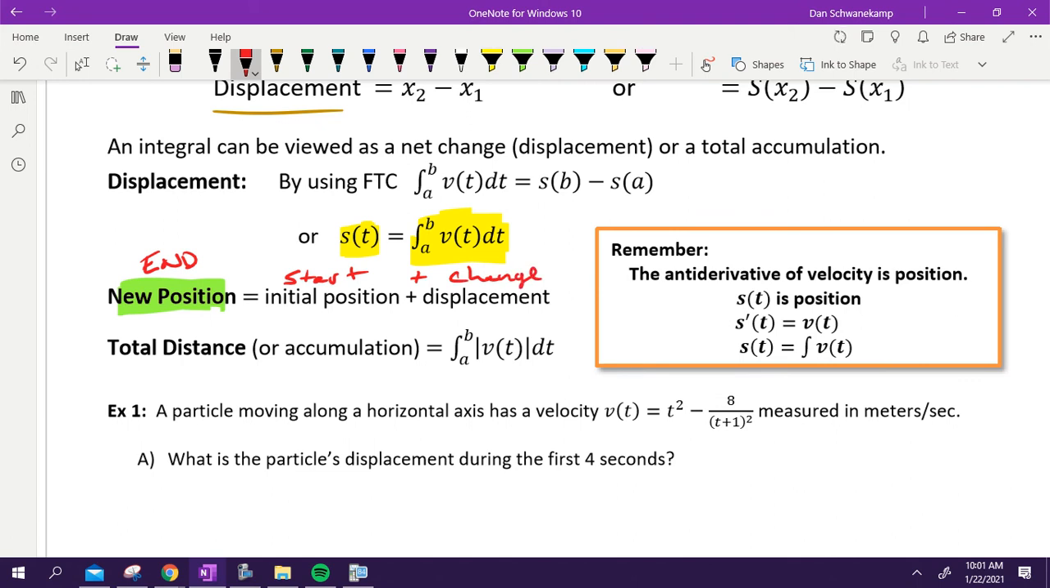Start plus change equals end. That's the phrase of the day. Every single story problem you have on the free response portion of the test is going to have one of these built in there somewhere.